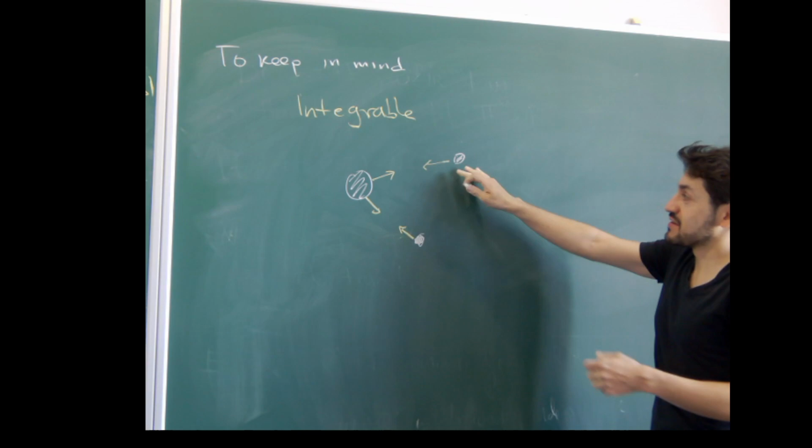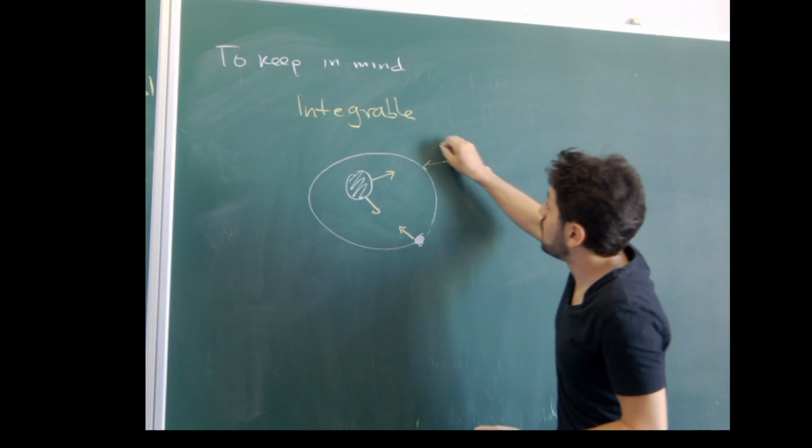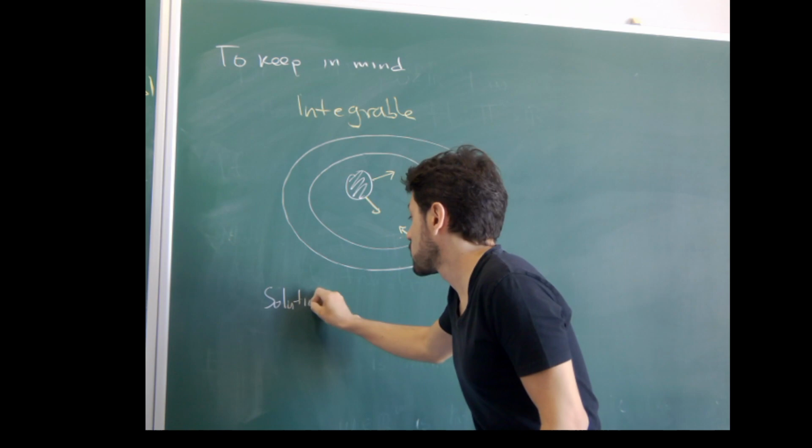You will probably recognize this from school. You know that the solutions of this are ellipses. Once I simplify my system like this, all my solutions are just ellipses around the sun. So my solutions are ellipses.